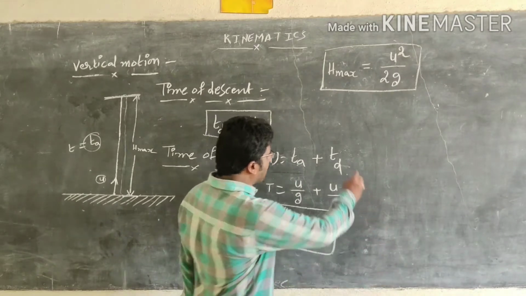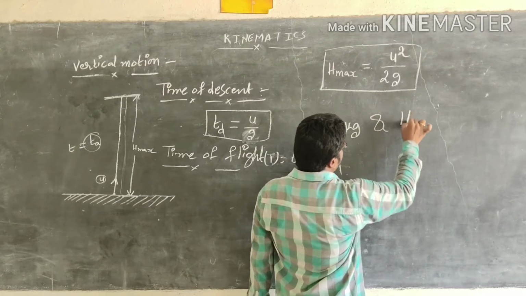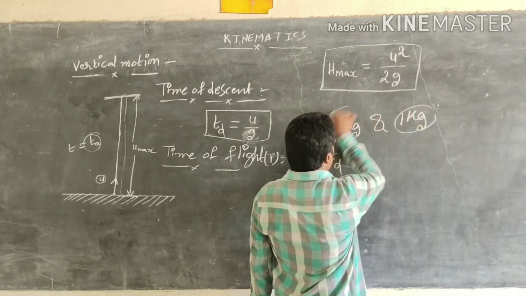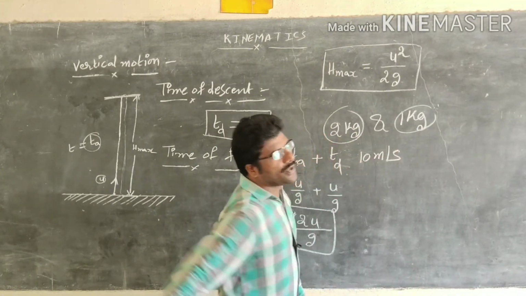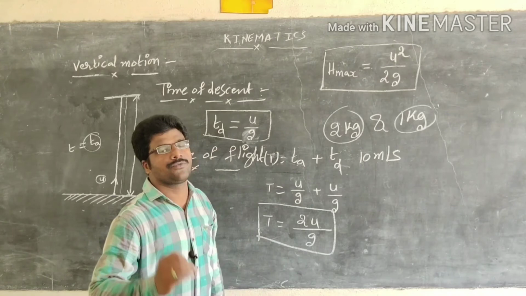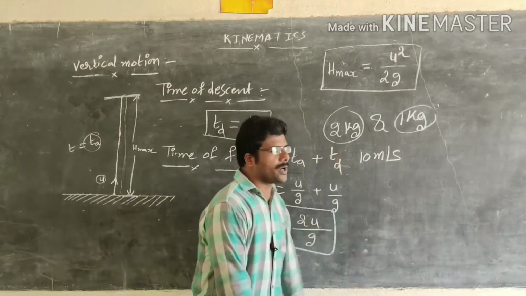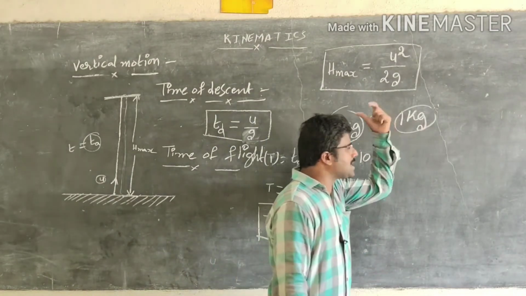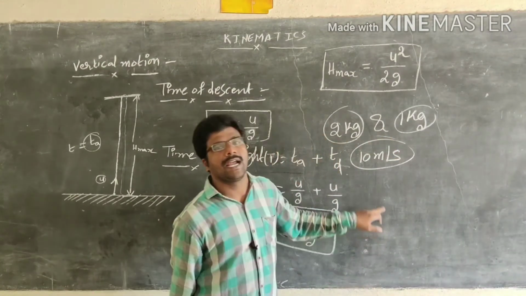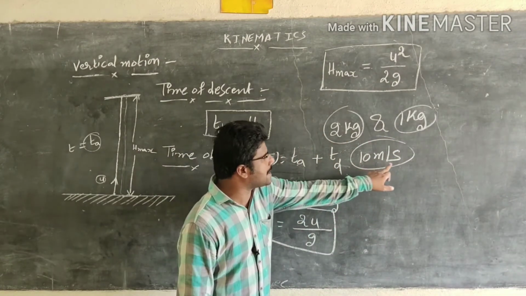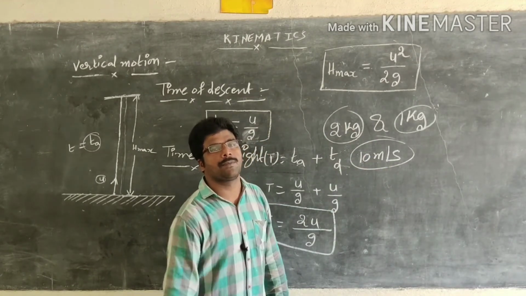For example, if you take a 2 kg body and a 1 kg body, both are projected vertically upwards with a velocity of 10 meter per second. Which body will have more maximum height? So we have taken two bodies, a 2 kg body and a 1 kg body. The two bodies are projected with the same velocity. Remember that it is projected with the same velocity, that is 10 meter per second. And which body is going to have maximum height?